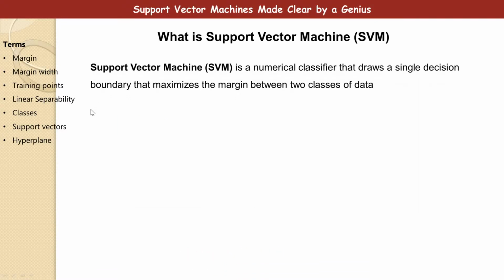So what is support vector machine? It is a numerical classifier. So always remember that support vector machine is a classifier. How does it work? It draws a single decision boundary and maximizes the margin between two classes of data.